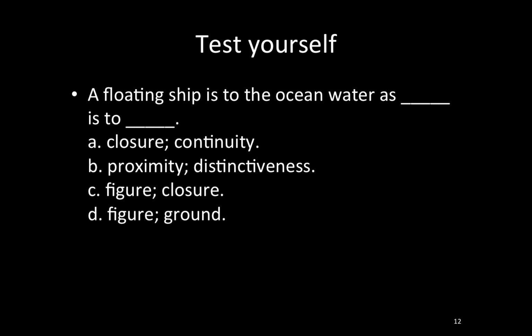Okay, just like we would do in class, we have test yourself questions here in the online video. So this is an example of a question on this stuff that would appear on the exam. So take a few moments, pretend that you're in class, clicking your iClicker. A floating ship is to the ocean water as blank is to blank. So which of these is the best correspondence to that? A, closure and continuity. B, proximity and distinctiveness. C, figure and closure. D, figure and ground.